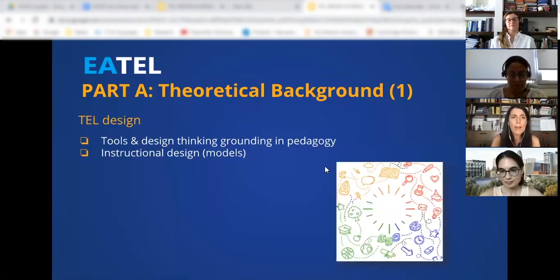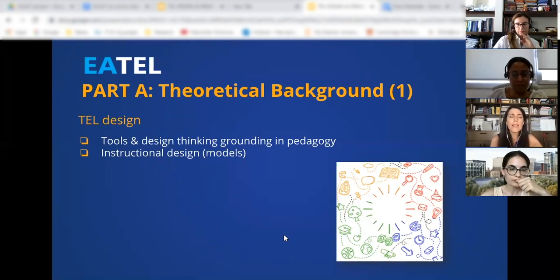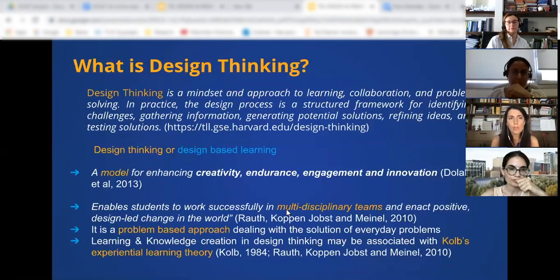Okay, so I will be brief. I will try to say things in a simple way and not go into too many details. It is an introductory course, as we know. So I will discuss tools and design thinking grounded in pedagogy. Mostly, I have chosen to discuss what design thinking is and see a few basic things. I also have a slide for tools, and then I will present some instructional design models among the many out there.